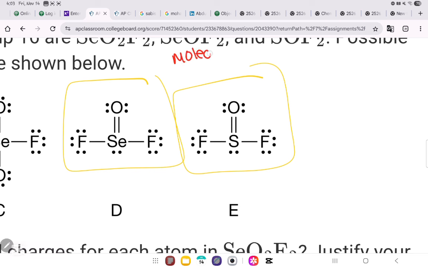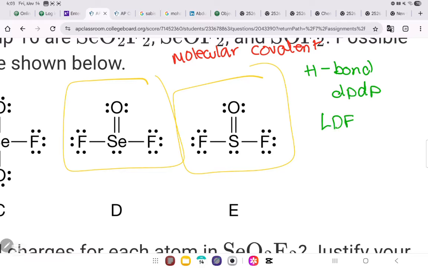They are molecular covalent, because they form covalent bonds, not metallic, not ionic, okay? Next step, we identify the types of forces. We start with the three different types: H bond, dipole-dipole, and what? And the London dispersion forces, okay? Now, looking at the H bond, we need to look at the surrounding atoms that can form an H bond, and these are fluorine, oxygen, nitrogen.